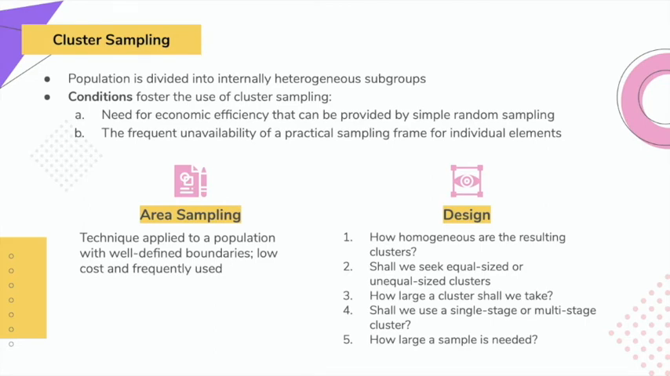The third approach is cluster sampling. So here, the population is divided into internally heterogeneous subgroups. There are two conditions that foster the use of cluster sampling. The first one is the need for more economic efficiency than can be provided by simple random sampling, and the second is the frequent unavailability of a practical sampling frame for individual elements.